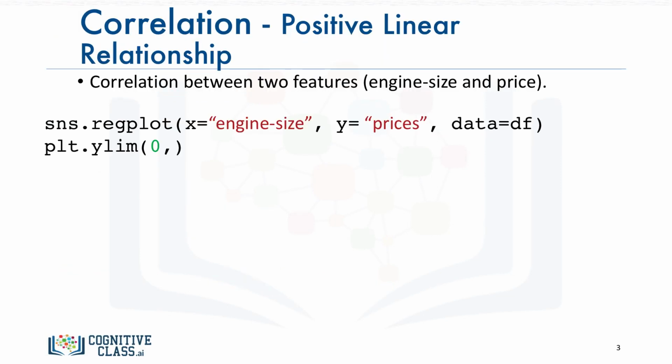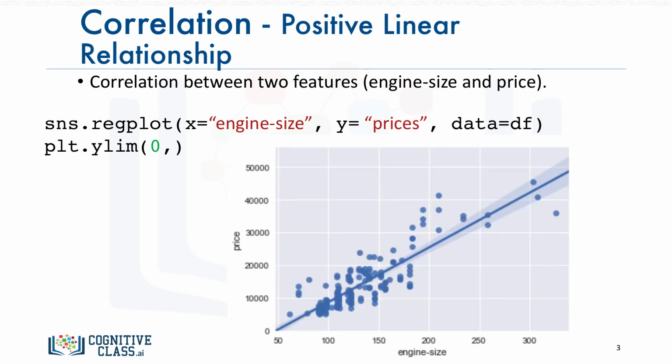Let's look at the correlation between engine size and price. This time we'll visualize these two variables using a scatter plot and an added linear line called a regression line, which indicates the relationship between the two. The main goal of this plot is to see whether the engine size has any impact on the price.